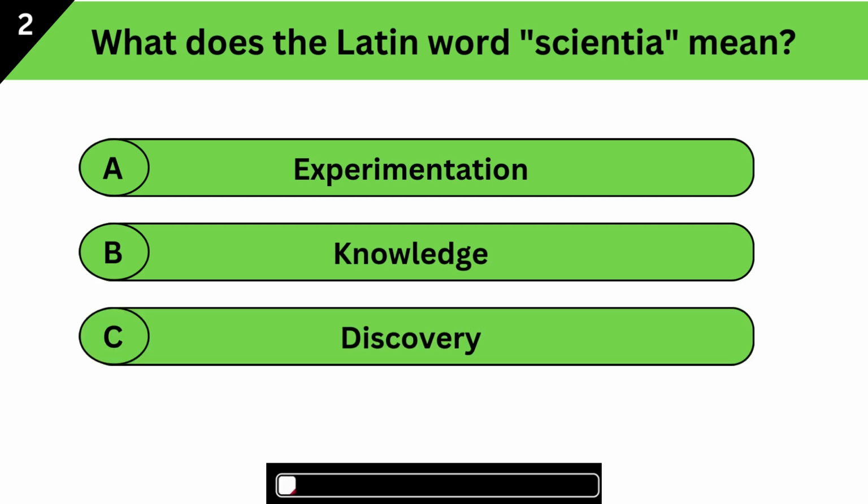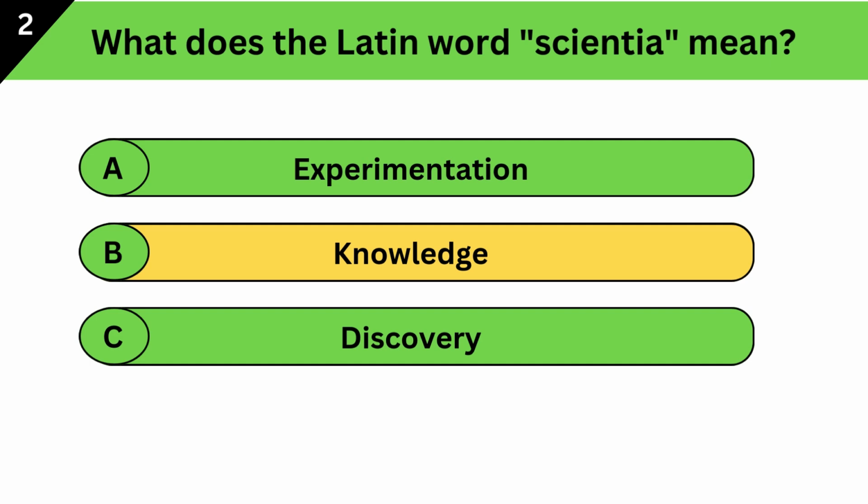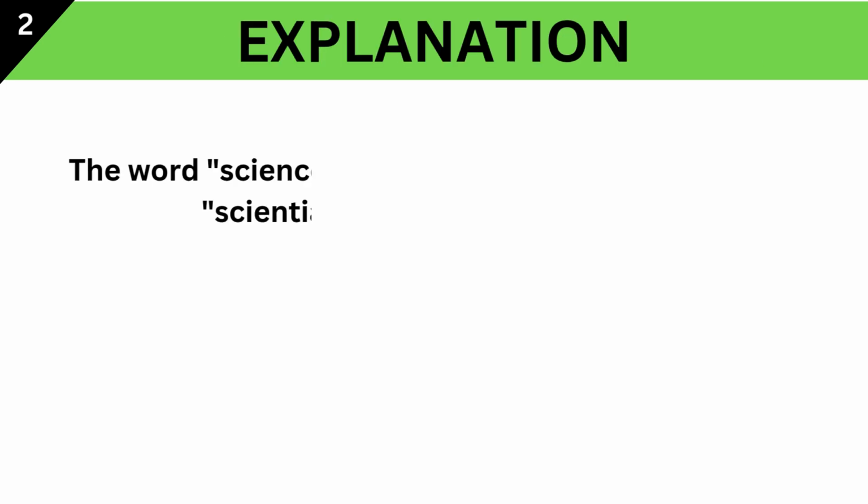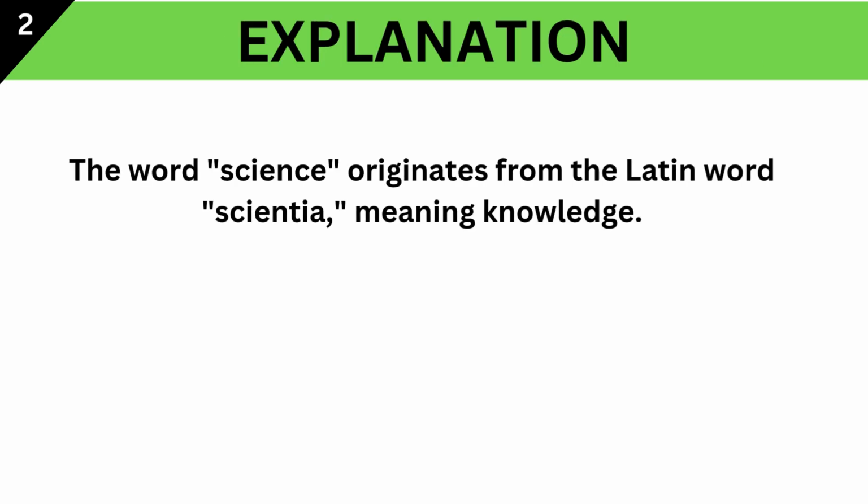What does the Latin word scientia mean? Option A, experimentation. Option B, knowledge. Option C, discovery. Correct answer. Explanation. The word science originates from the Latin word scientia, meaning knowledge.